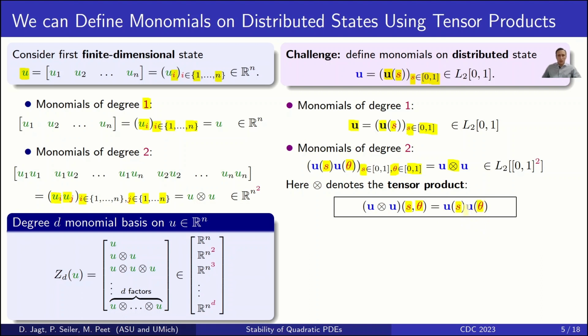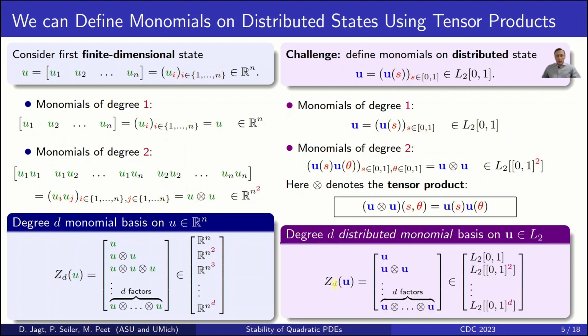Now note then that where in the finite dimensional case, this Kronecker product will suddenly involve n squared elements, in the infinite dimensional case, this tensor product involves just a single element, but it will be a function of two spatial variables. So that is, the degree here determines the dimension of the function.